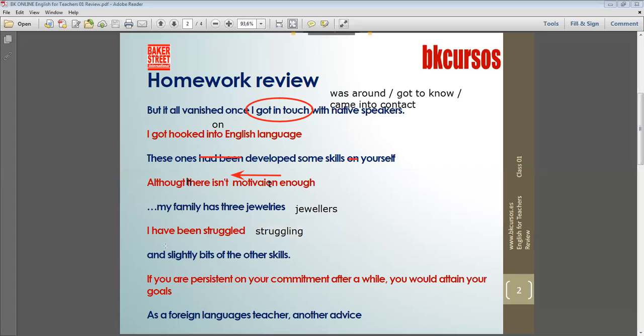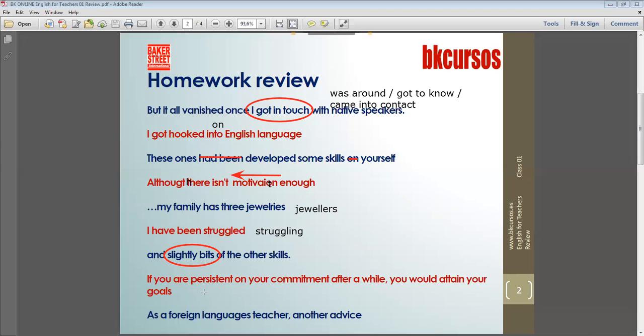Slightly. Yeah, maybe. That's a difficult one because slightly obviously is an adverb and it's not an adjective, is it? And it's not a quantifier. So yeah, we'd have to say small bits or individual bits of other skills. So we could just say small. Or small pieces of other skills if we wanted.